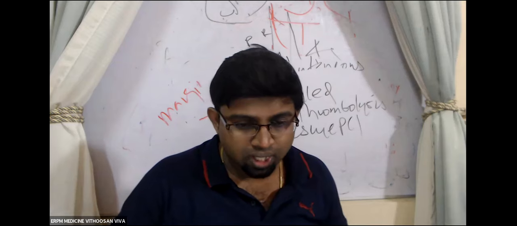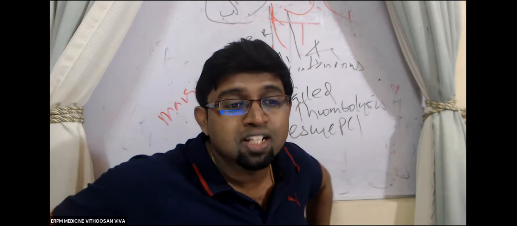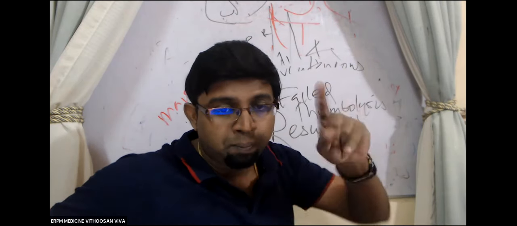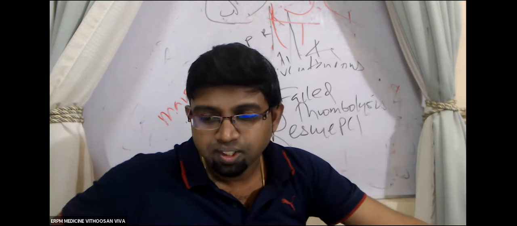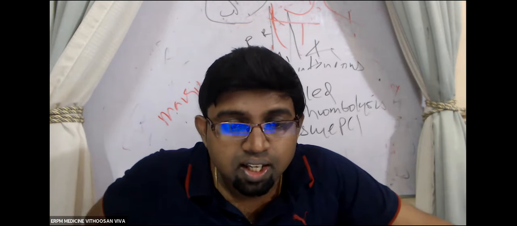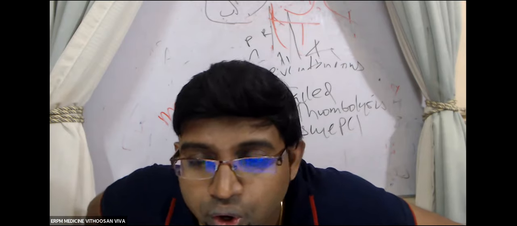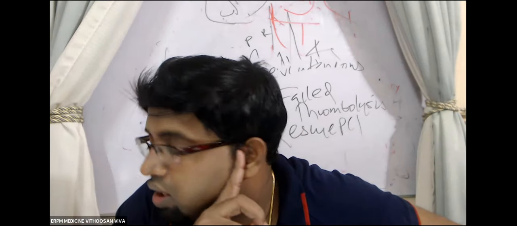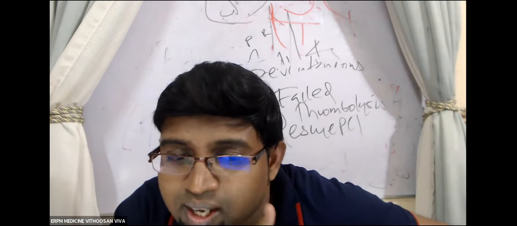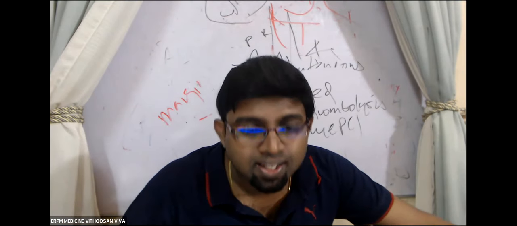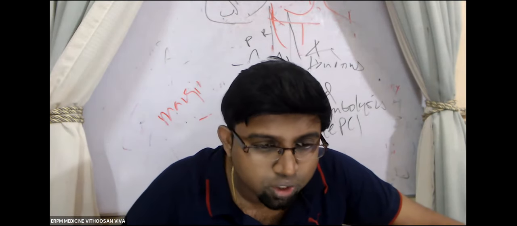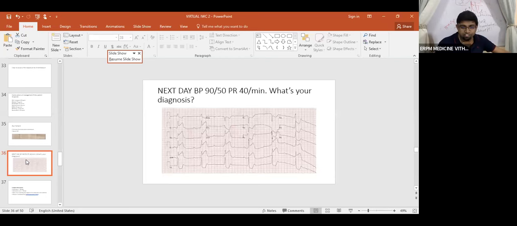Now look at it. What MI has this patient developed? Inferolateral. Inferior lateral MI. Now we will see the story. The story continues. The thrombolysis has failed.